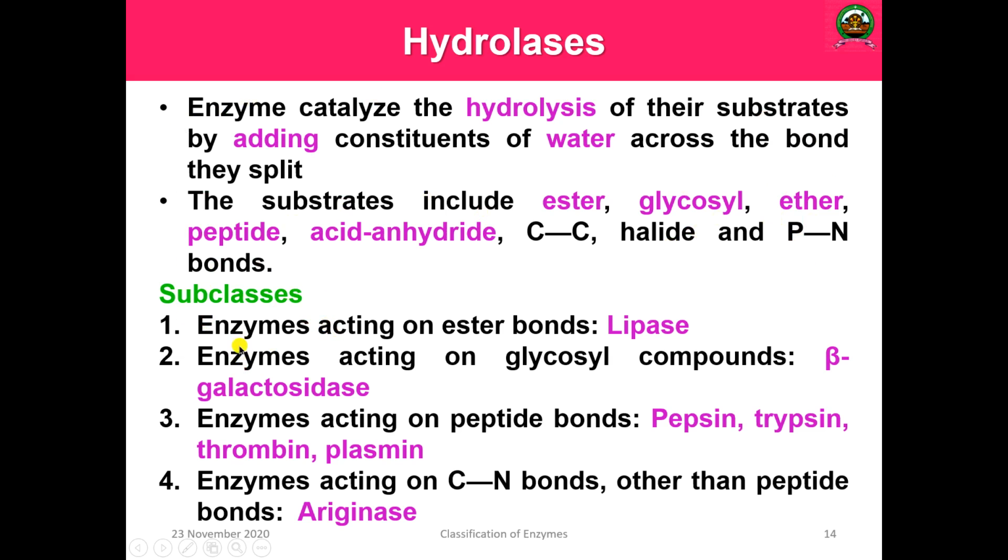The subclasses are the enzyme acting on the ester bond, that is lipases. We have seen how triglycerides are broken by the hydrolysis process by lipase. Then enzymes acting on glycosyl compounds, example beta galactosidase. That also we have seen. The enzyme acting on the peptide bond: pepsin, trypsin, thrombin and plasmin. Then the enzyme acting on a carbon nitrogen bond other than peptide bond, example arginase. So these are some of the subclasses and important examples.